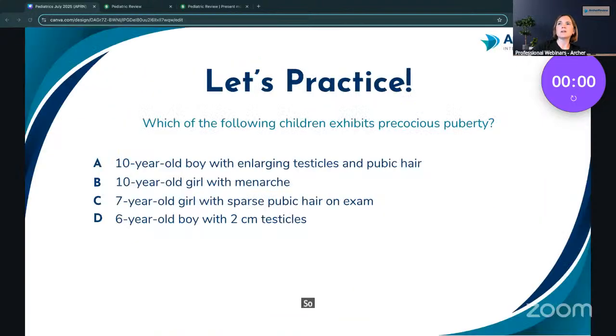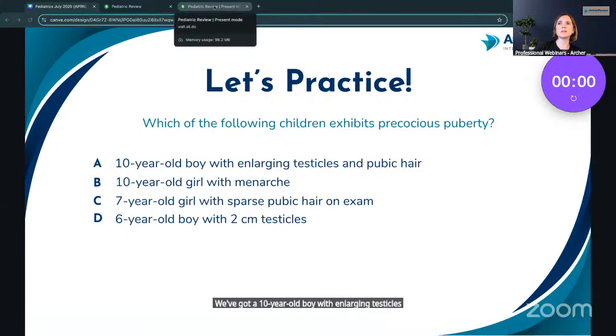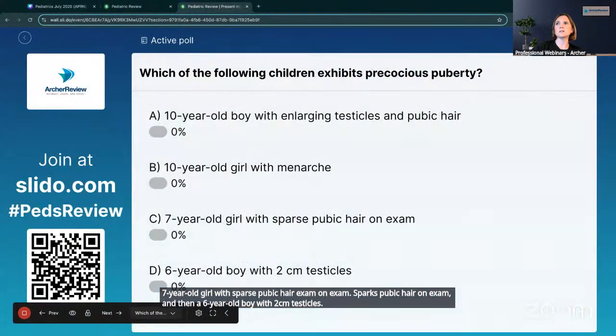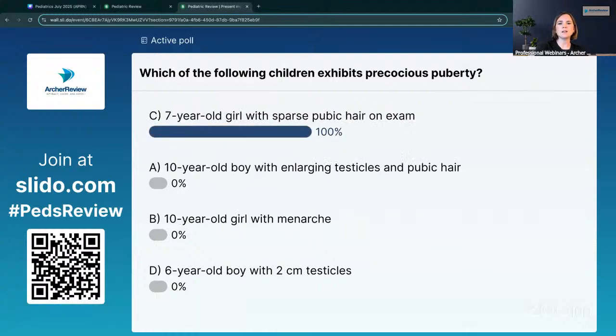So next question, which of the following children exhibits precocious puberty? We've got a 10-year-old boy with enlarging testicles and pubic hair, a 10-year-old girl with menarche, a 7-year-old girl with sparse pubic hair on exam, and then a 6-year-old boy with 2-centimeter testicles. What do you guys think is the answer? Any thoughts?